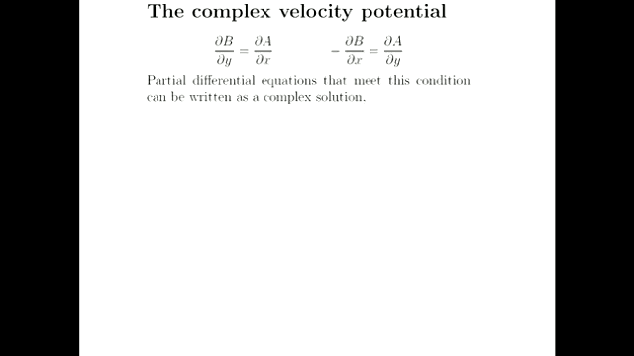And I should say here that B and A are both functions of x and y. If you have a set of partial differential equations that meet this relationship, then you can express a complex solution to the problem, okay? So you can write that W, which is some complex solution, is just equal to A plus iB, where i is that complex unit, okay? So, see, this just gets better and better, doesn't it?